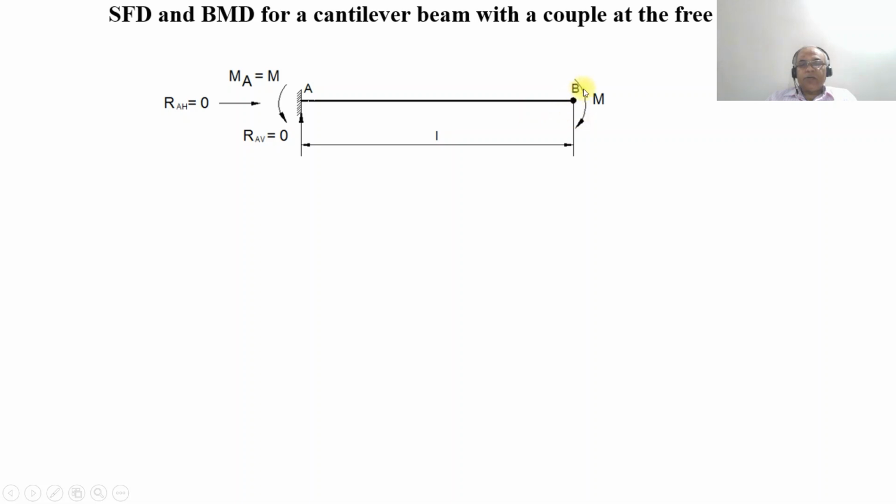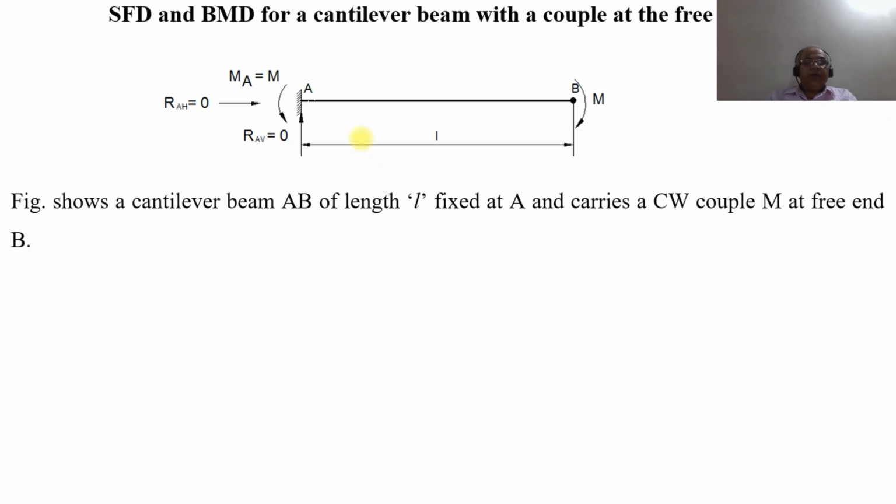There is no other load acting on the beam. So, naturally, you are going to have the clockwise bending. So this MA will be the reactive moment, which is acting in the opposite direction, or counterclockwise direction. The figure shows a cantilever beam AB of length L fixed at A and carrying a clockwise couple M at the free end B.